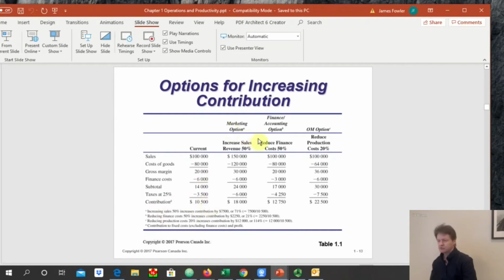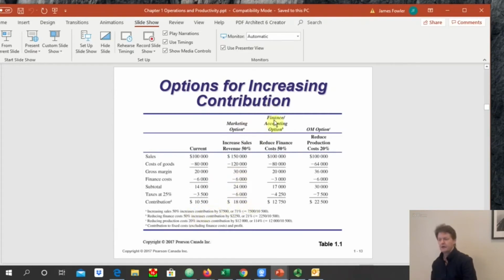So if they increase their revenue by 50%, you can see here that cost of goods went up because you're going to have to spend money to make money. So we increased the cost from 80 to 120,000, but we increased our sales by 50,000. So our gross margin went up by $10,000 here. Okay, and then all these items remain the same, and our total contribution or net profit went up by about $7,500.